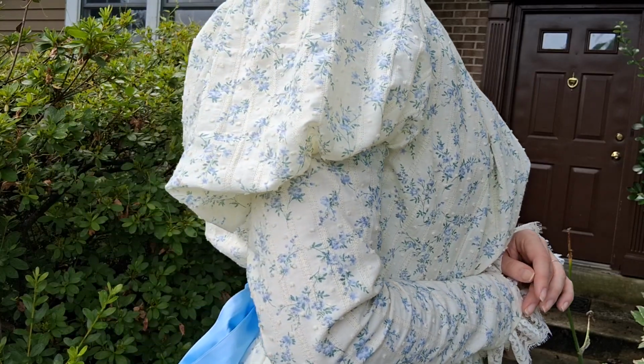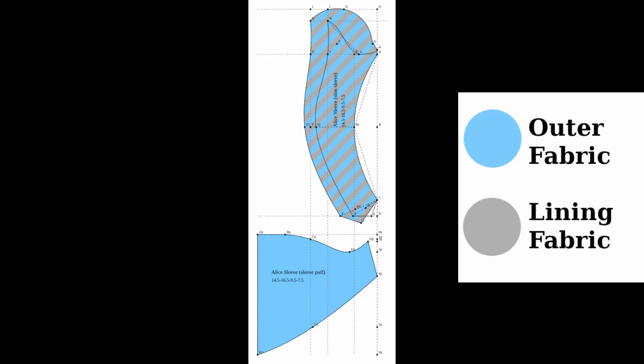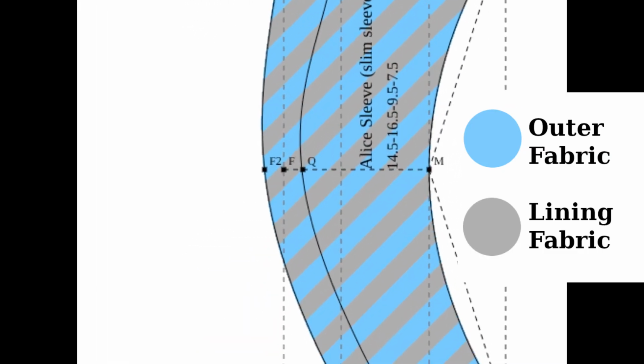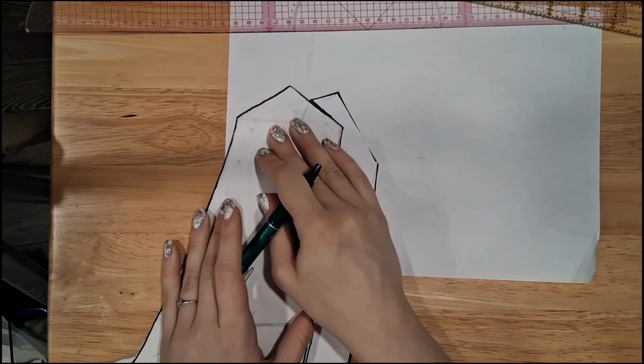Next, we're going to go through the sleeve pattern pieces. All 3 parts of this sleeve will be made out of the outer fabric. The slim sleeve pieces should also be cut out of the lining fabric. On the original, the sleeves of the outer fabric are straightest at the elbow. The slim sleeve pattern is a little bit odd.